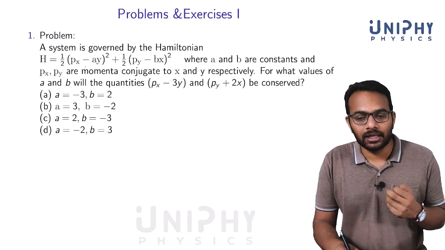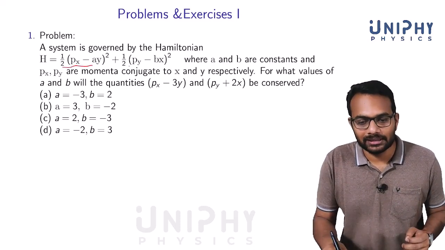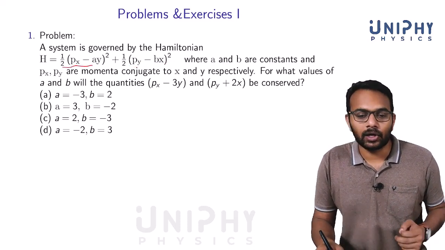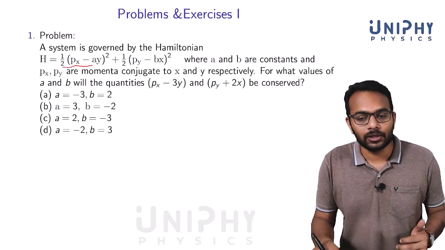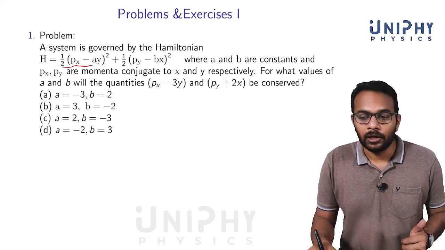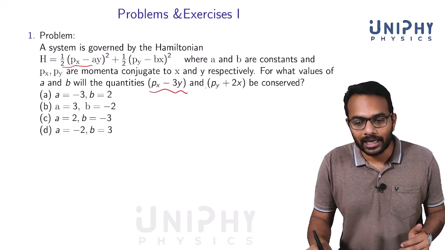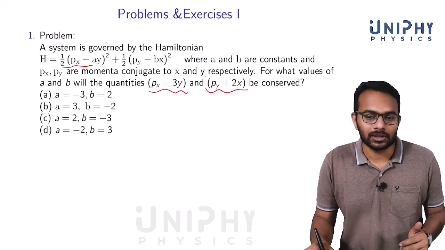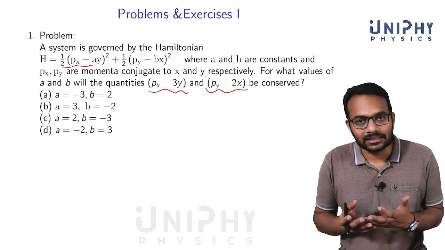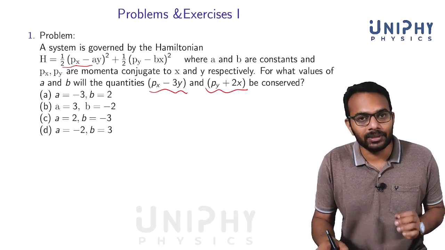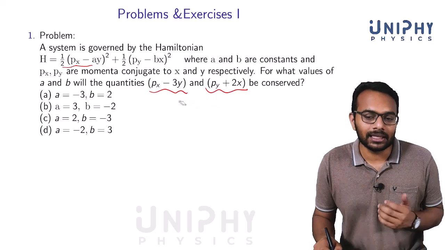A system is governed by the Hamiltonian given by this term, where A and B are constants and Px and Py are momenta conjugate to x and y respectively. For what values of A and B will the quantities Px minus 3y and Py plus 2x be conserved? So we are asked to find the values of A and B such that these two quantities are conserved.